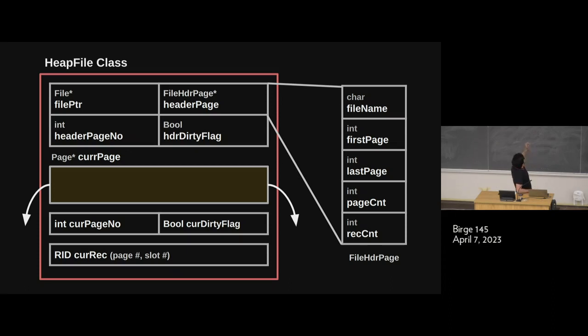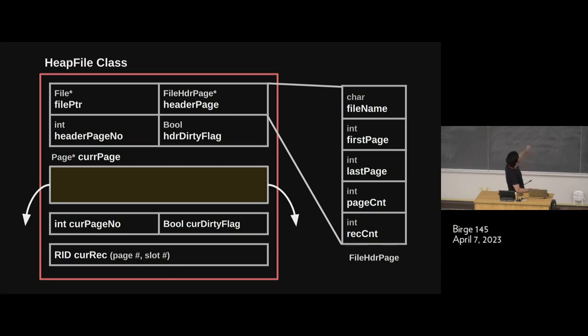All right, so in this case, you also have the header page number. The header page is just a regular page. It's just structured a little differently. So it'll have a page number, that is the header page number. The header dirty flag is just to identify whether you made changes to the header page or not, so that you can flush them to disk eventually.